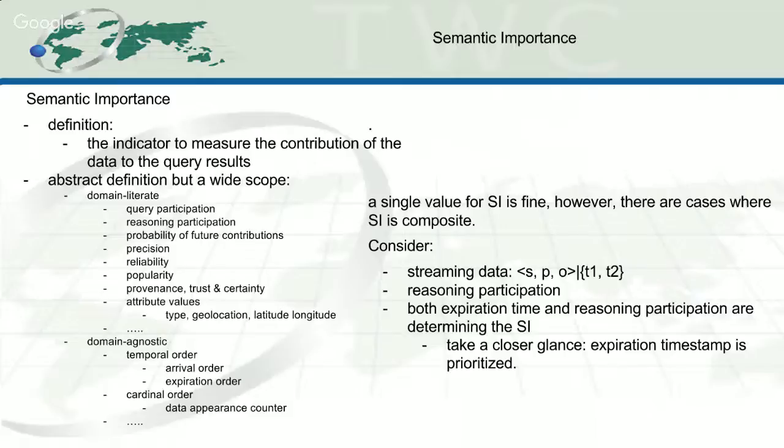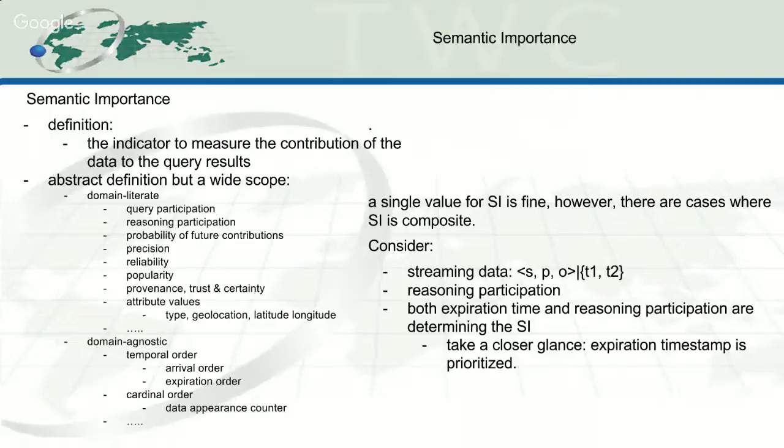For example, if we apply popularity in the social media domain, popularity can be calculated by the ratio between tweets and retweets, that kind of thing. If the ratio is bigger, then that means it's more popular, then we are more likely to preserve them to serve our purpose. And definitely we can leverage the provenance, trust, and certainty to preserve the data, and we can also use some attribute values like a type, geolocation, latitude and longitude, and some other stuff to determine what part of the data could be considered as important and why we want them to be important.